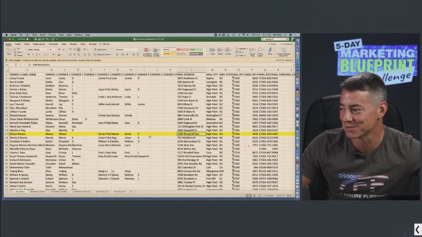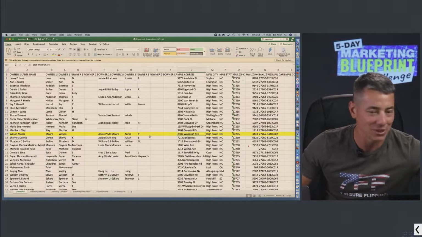Juan said, my very specific fear: I send mail saying, I buy houses for cash, get an interested person, and I really don't have the cash. We can talk about that too.